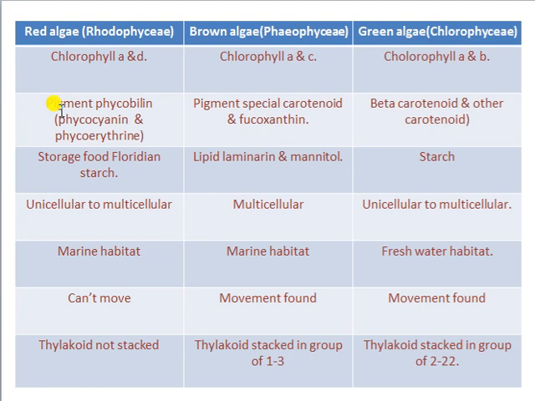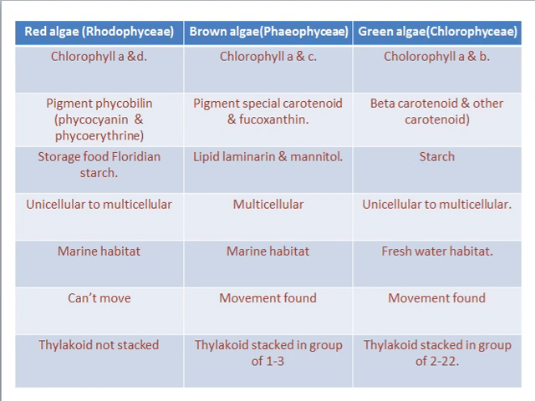Okay. In red algae, the storage food is Floridean starch. Keep it in your mind, in case of red algae the storage food will be Floridean starch. In case of brown algae the storage food will be lipid, laminarin and mannitol. In case of green algae the stored food will be starch.